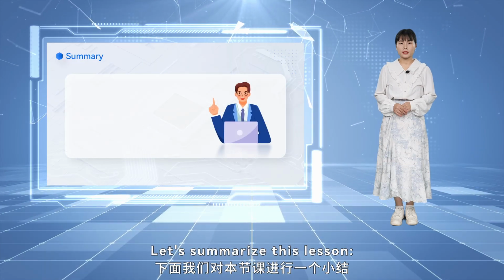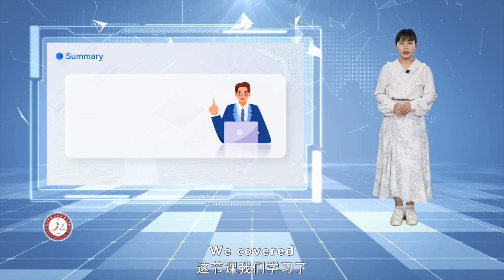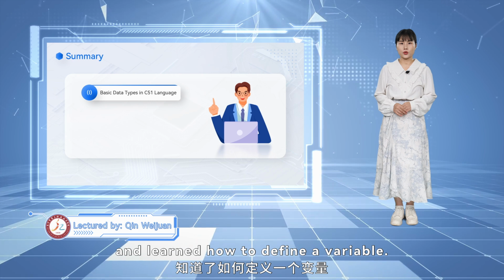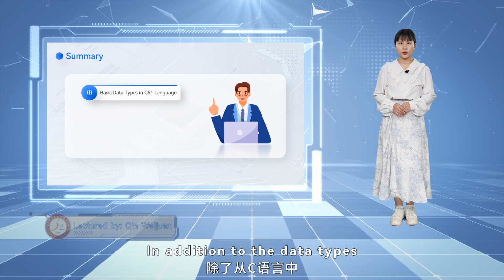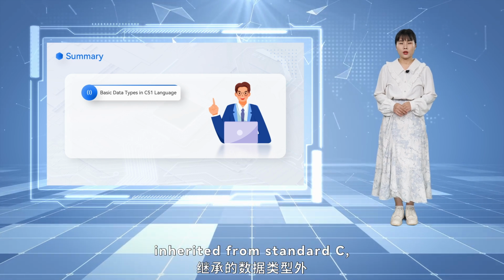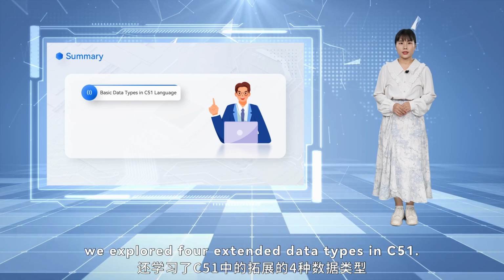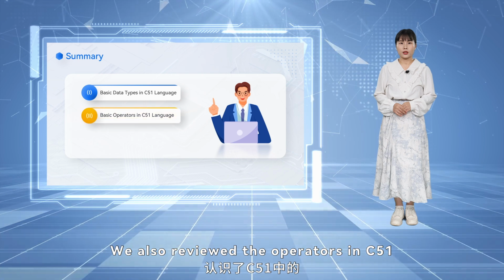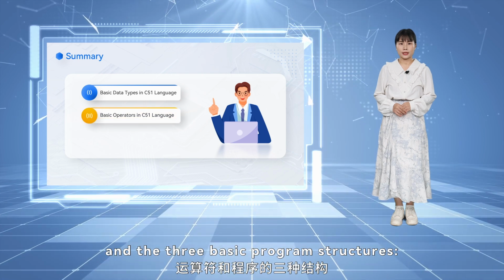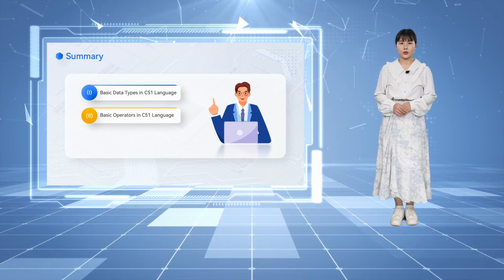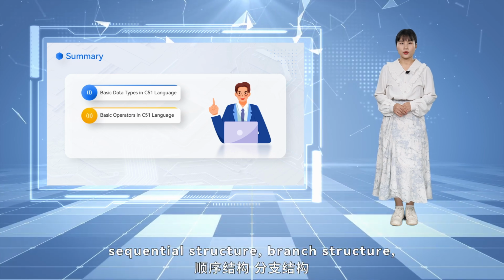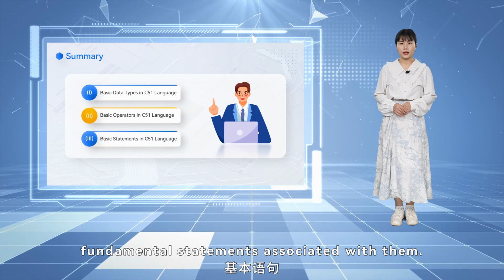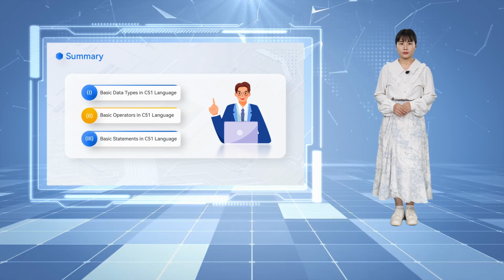Let's summarize this lesson. We covered the basic data types in C51 language and learned how to define a variable. In addition to the data types inherited from standard C, we explored 4 extended data types in C51. We also reviewed the operators in C51 and the 3 basic program structures: sequential structure, branch structure, and loop structure, along with some fundamental statements associated with them.